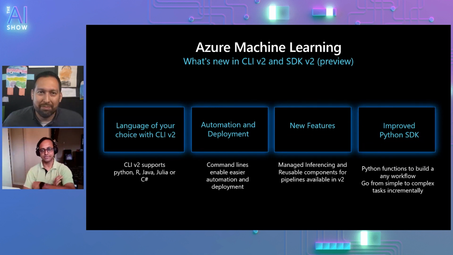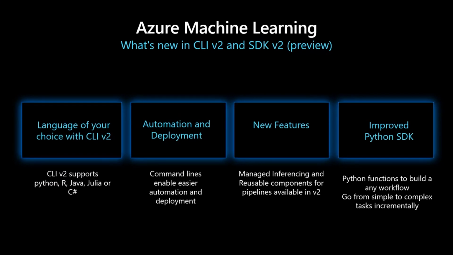So what's new in the CLI and SDK v2? The new CLI we have supports a whole bigger range of surface area across Azure Machine Learning. And what's new with this is that with the new CLI, you can do Azure Machine Learning with a language of your choice. You don't have to learn any new language. We support Python, R, Java, Julia, or C#. So no pressures, no need to learn a new language.